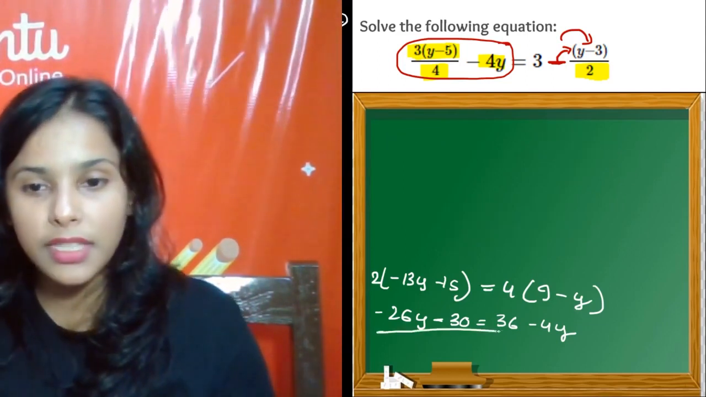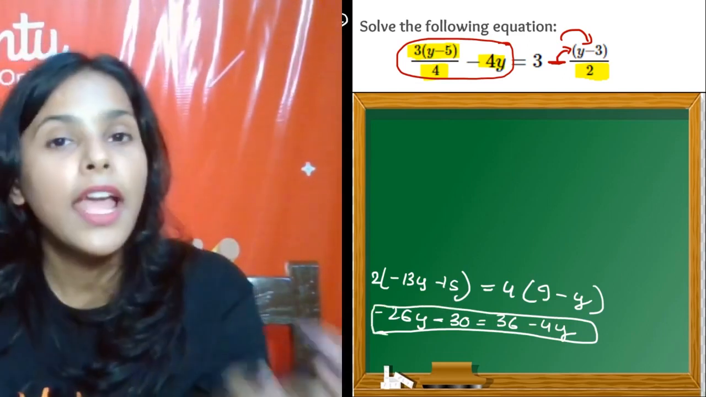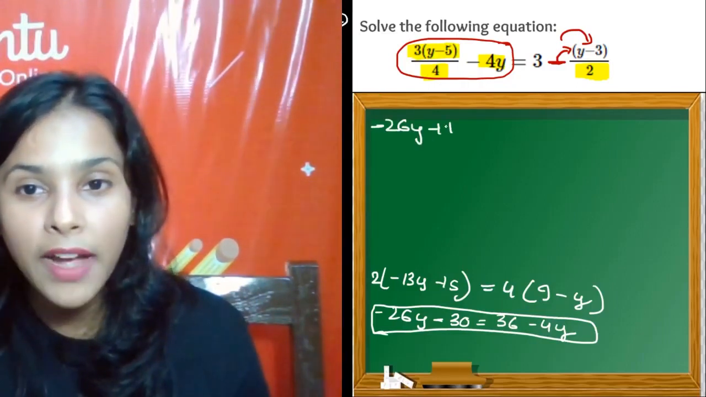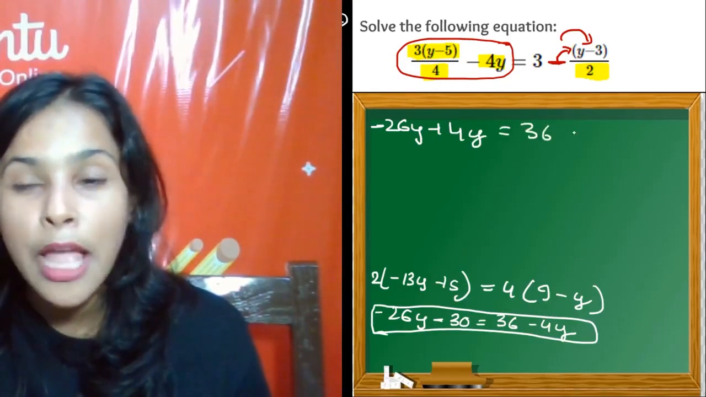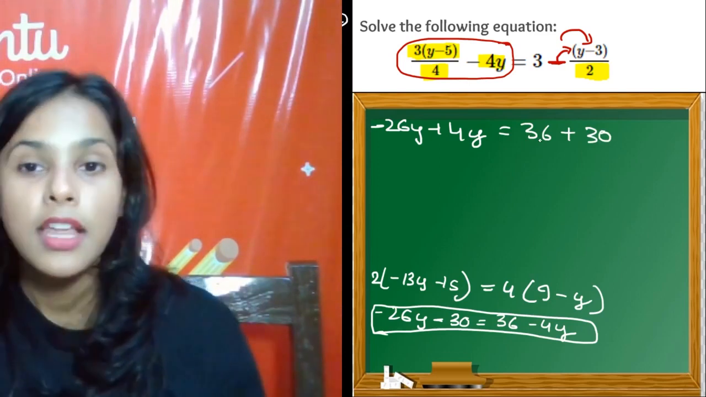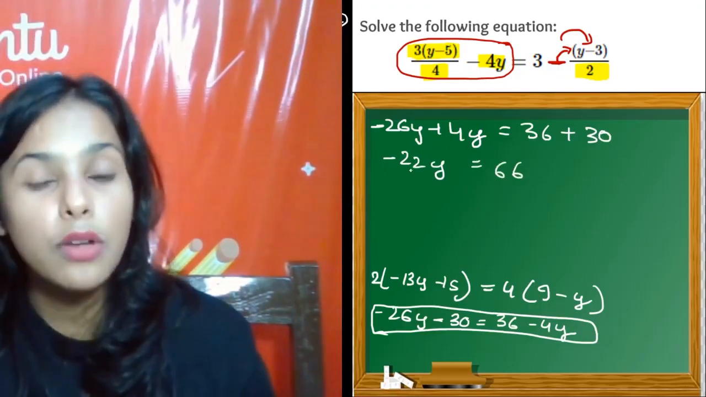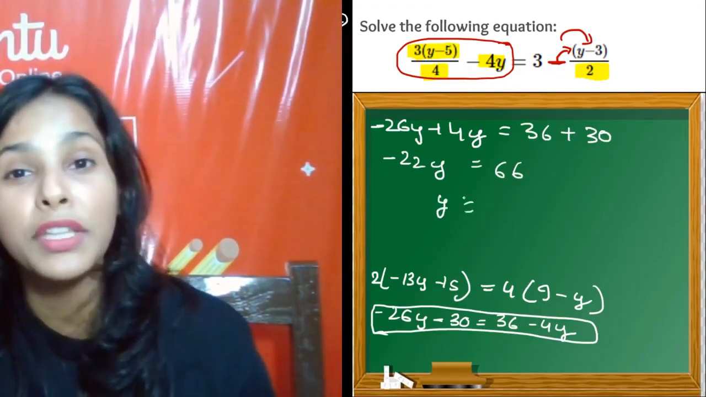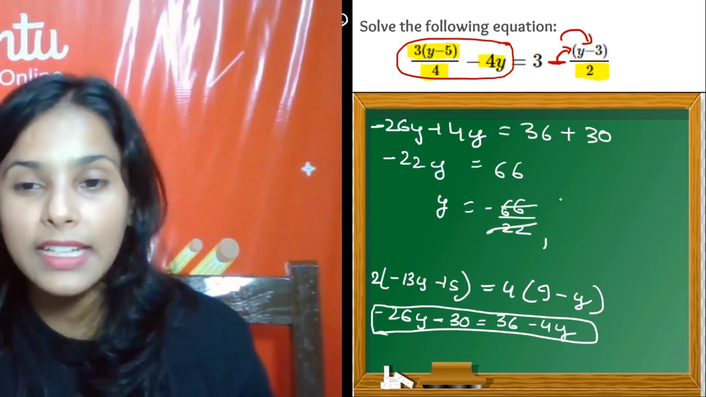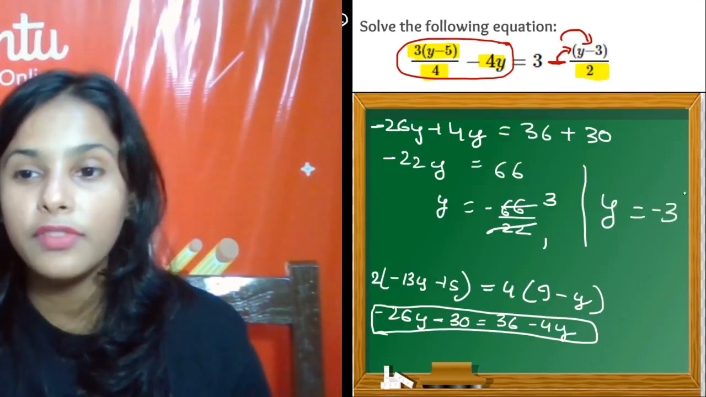Now we have this equation in front of us, and now taking the variables on one side and constants on the other side. So minus 26y plus 4y is equal to 36 plus 30. Yes, transposing 4y to the LHS and 30 to the RHS. Now solve this. You got minus 22y is equal to 66. Now solving the value of y by taking minus 22 to the RHS. So minus 66 upon 22. So 22 1s and here 3. So you got y's value as minus 3.